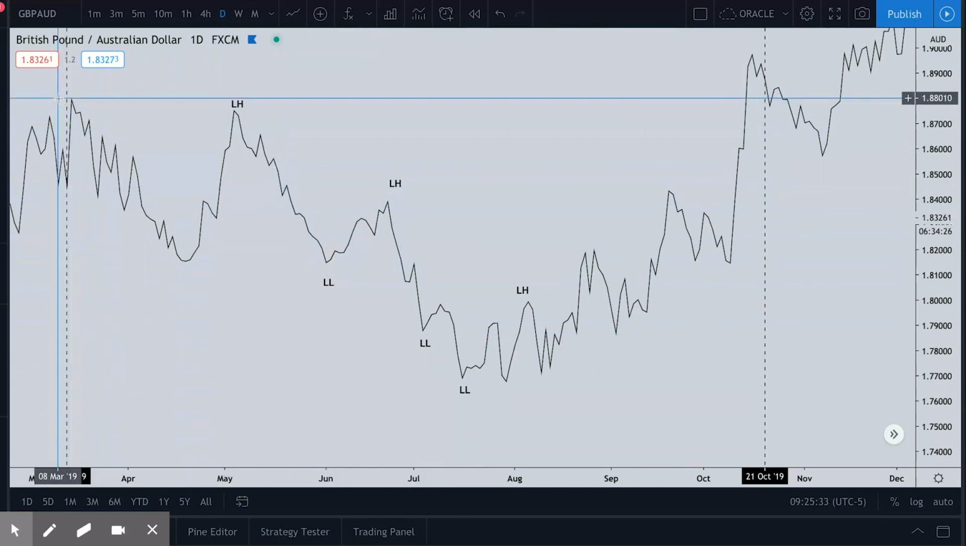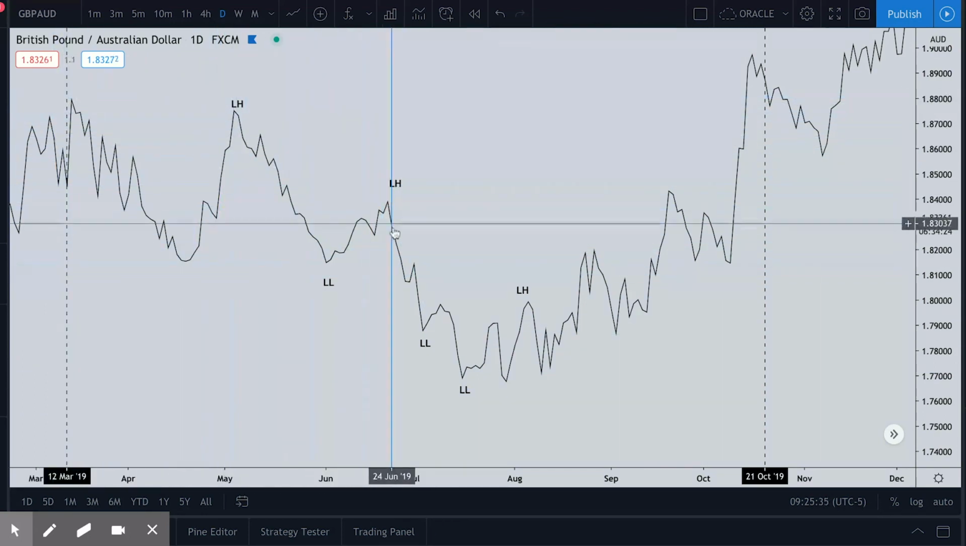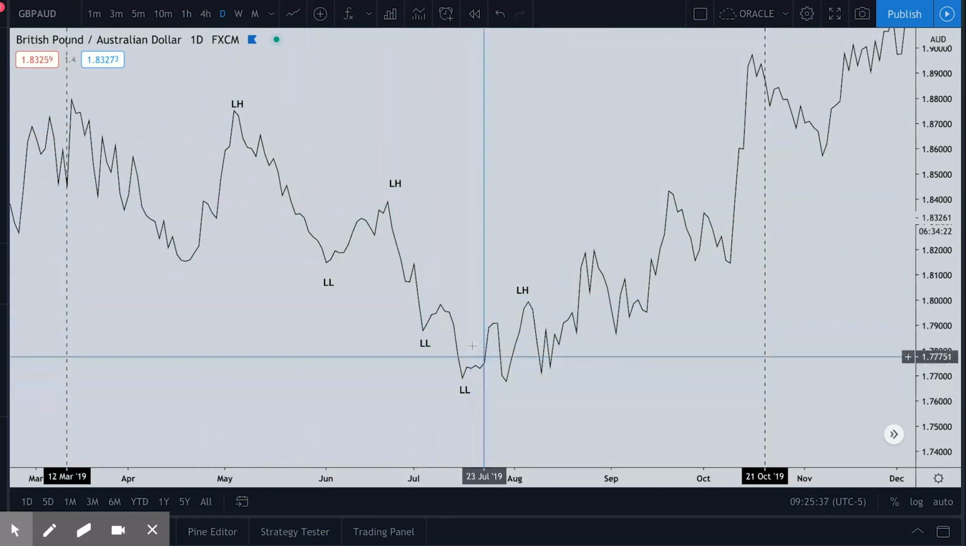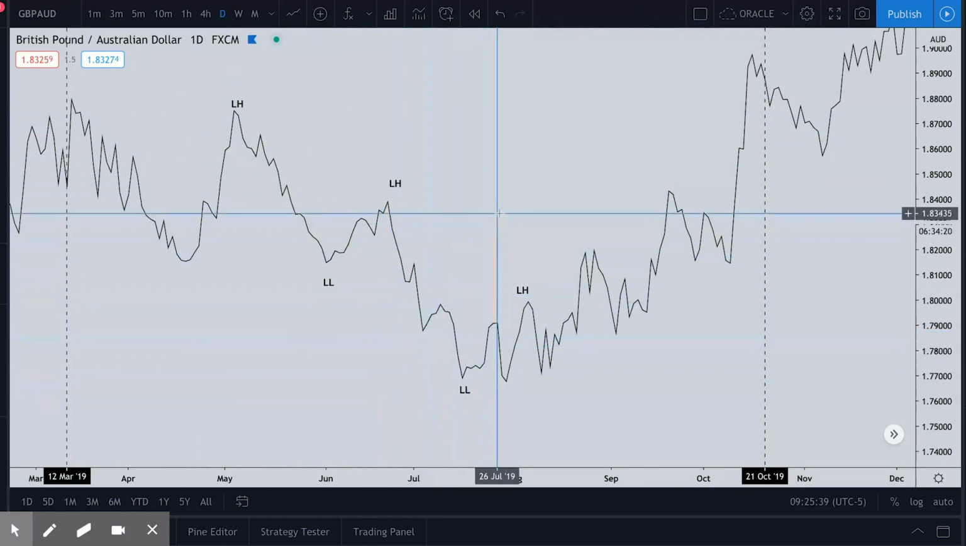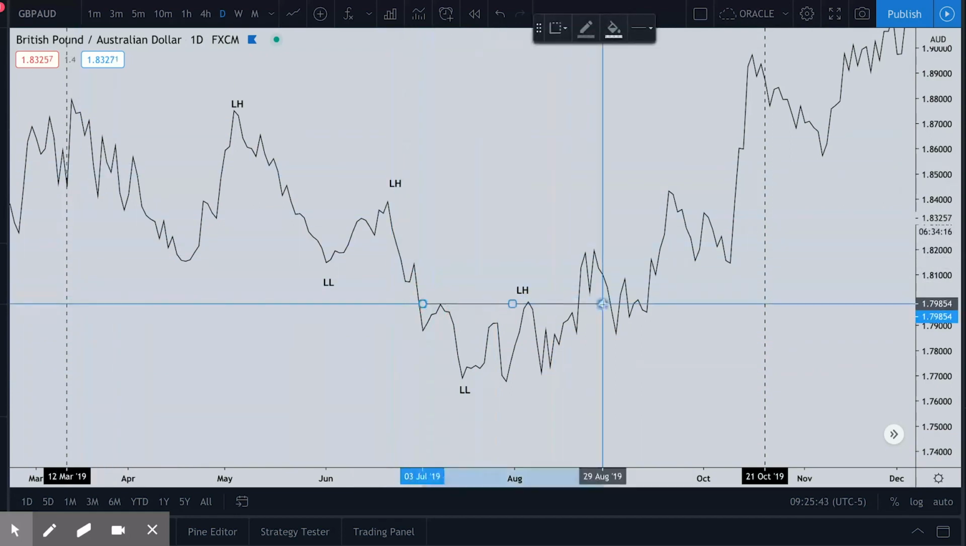Starting here, and then we form lower low, lower high, lower low, lower high, lower low, lower high, lower low, okay? And the market is then coming down. So let's just focus on that, nice and neat. And then what actually happens is the market stalls out, and we go into this sideways motion.